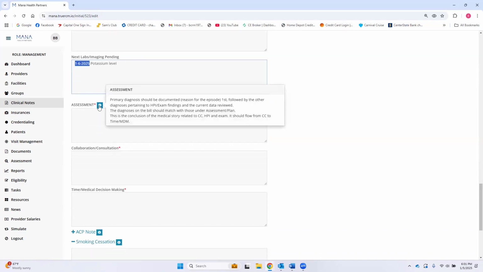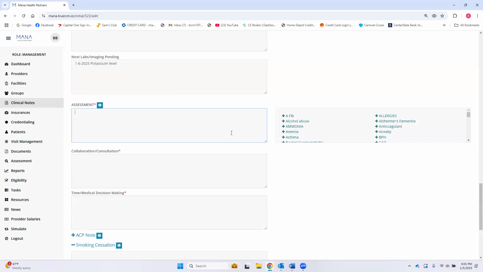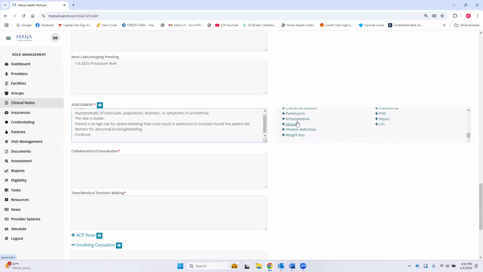Under assessment and plan, your very first diagnosis should be the reason why you're seeing the patient. So that would be your chief complaint. So your first diagnosis is going to be your chief complaint. Under here, for the purpose of time, I'm going to review 3 diagnoses. I'm going to review AFib, then I'm going to review schizophrenia, and then I'm going to review seizures.